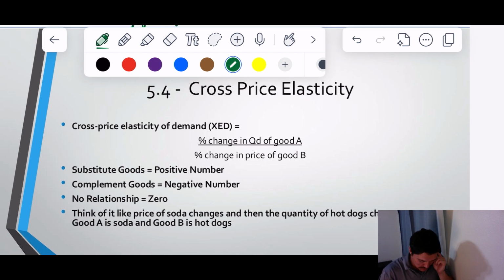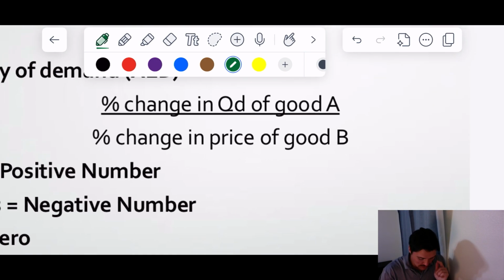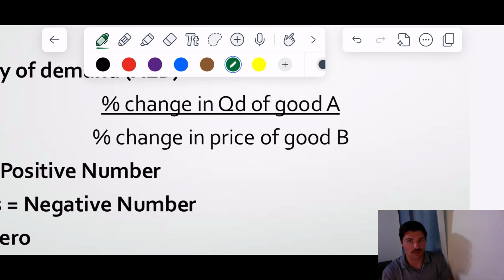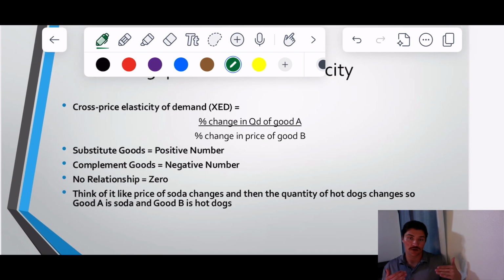So really what we're looking at is the percent change in the quantity of good A or good X, like Coca-Cola, because of the percent change in price of good B, good Y, Pepsi, right? So two different goods, and we're going to see how they're related. Because the price of good B changes, that's going to change how much good A we're going to buy. And really what we're looking at is, are they either going to be substitutes or complements?